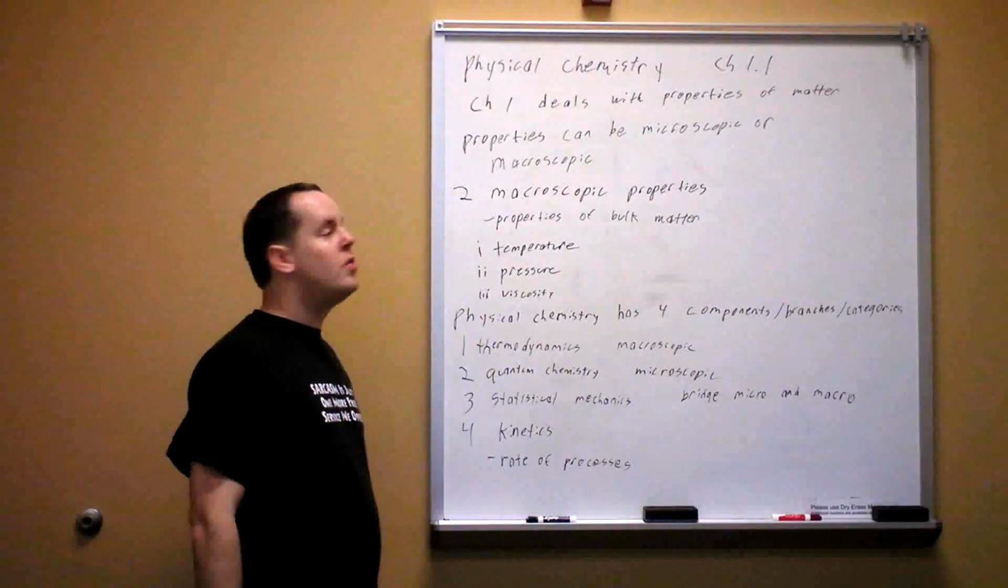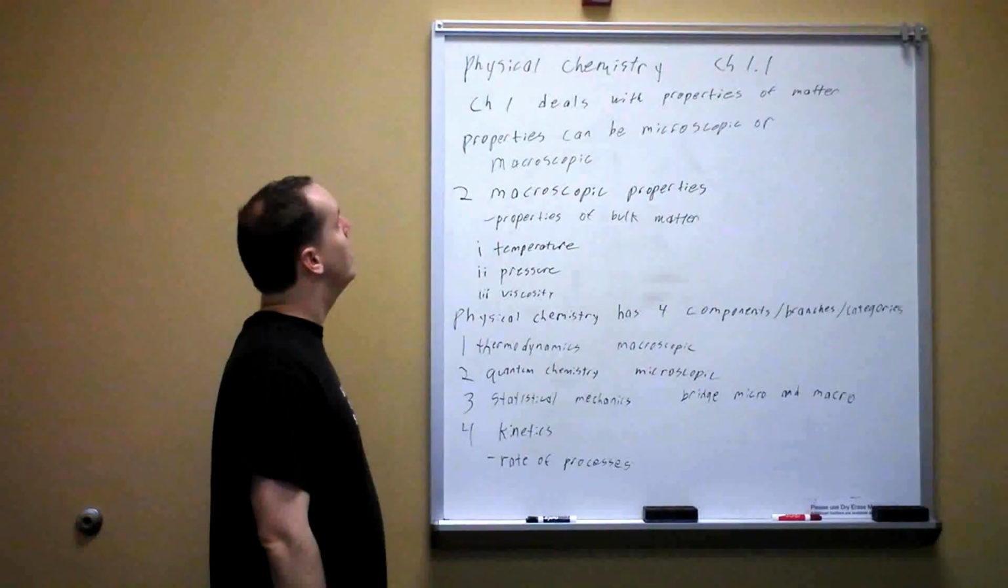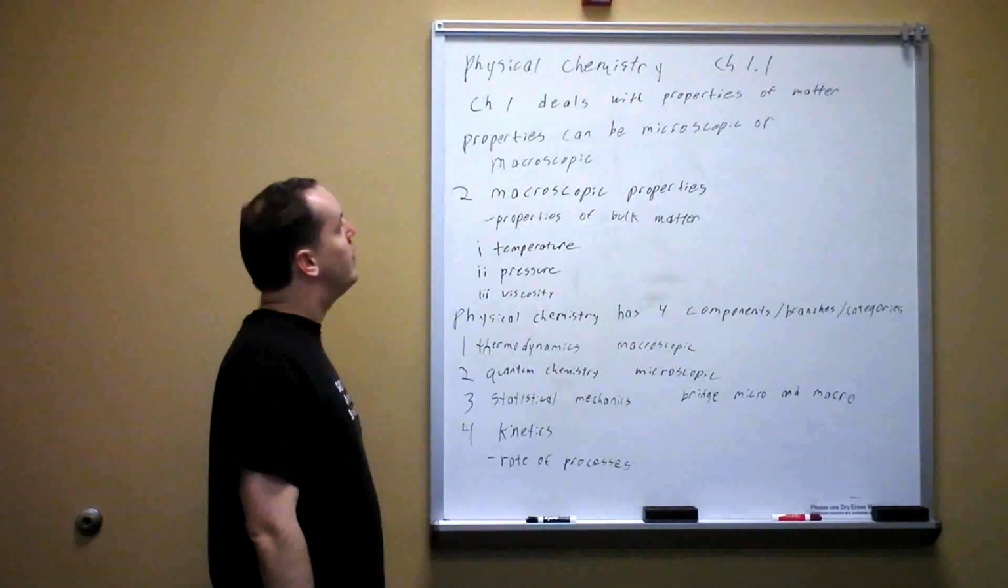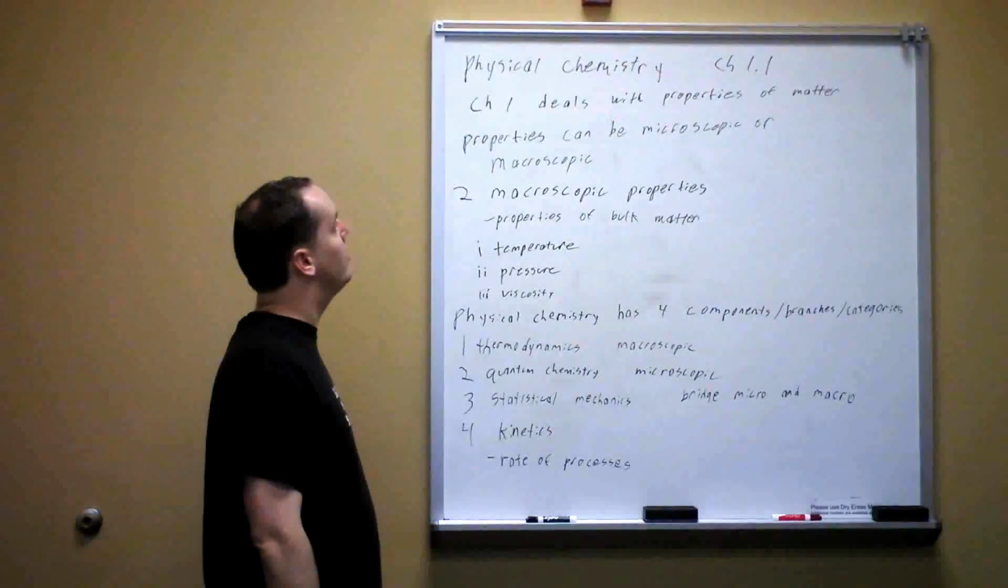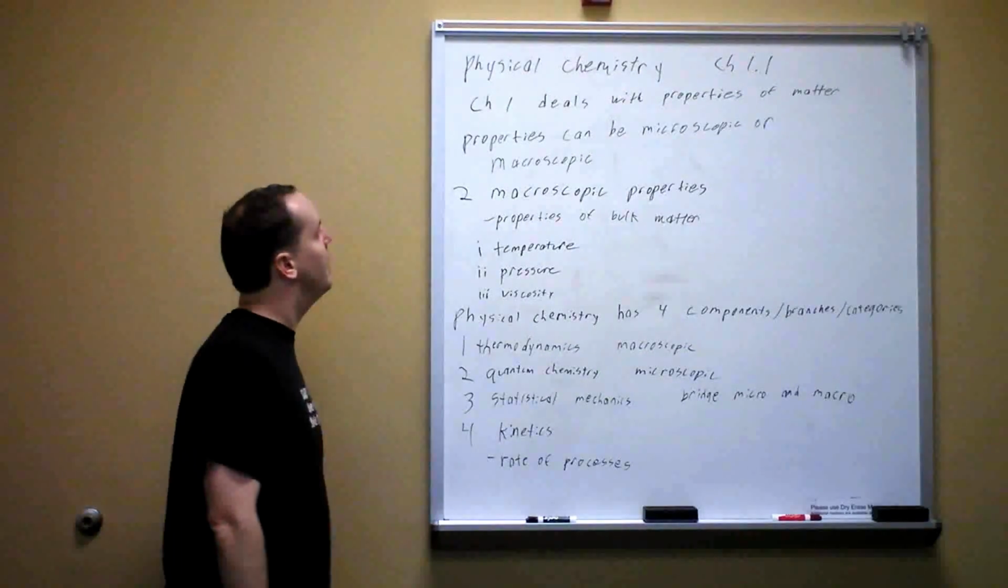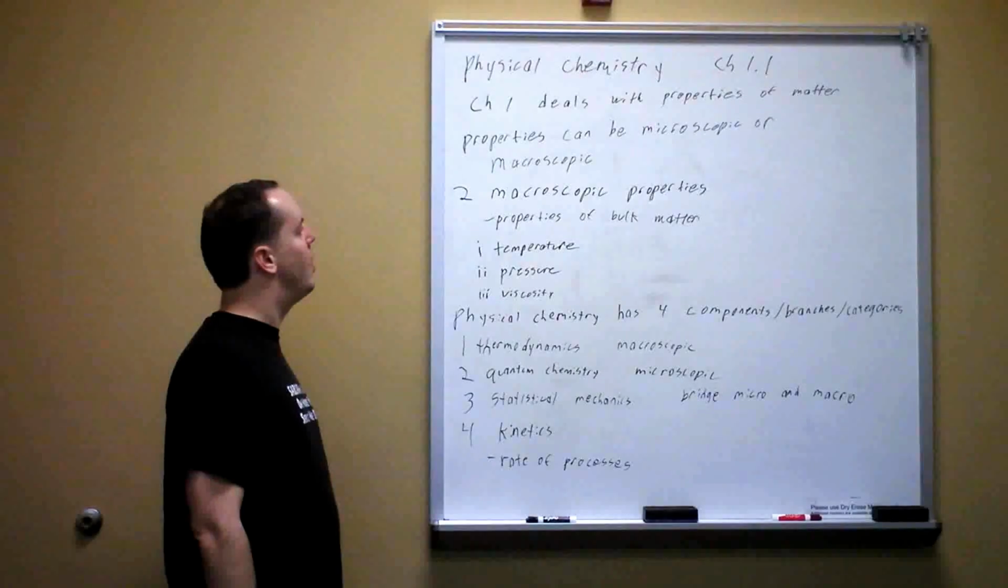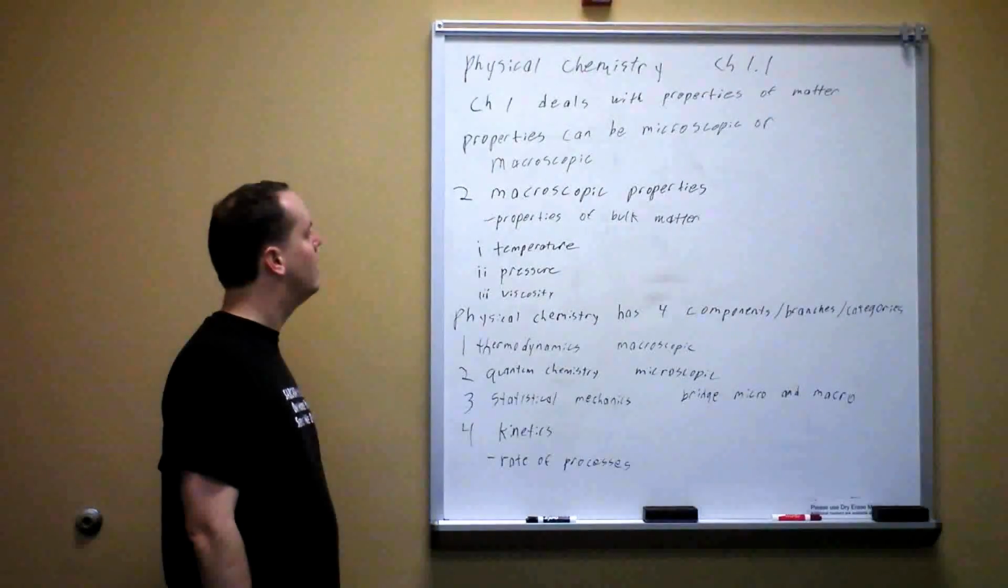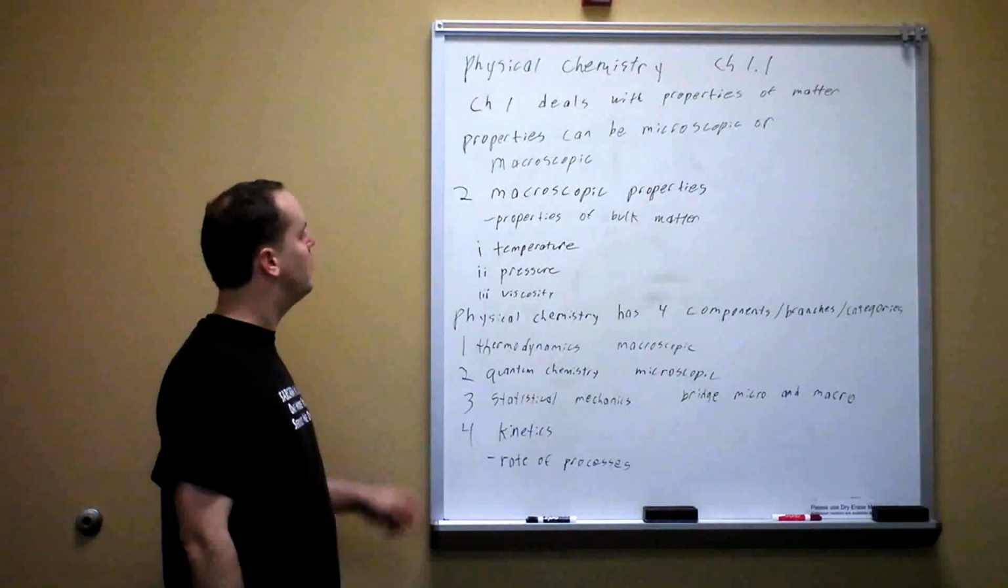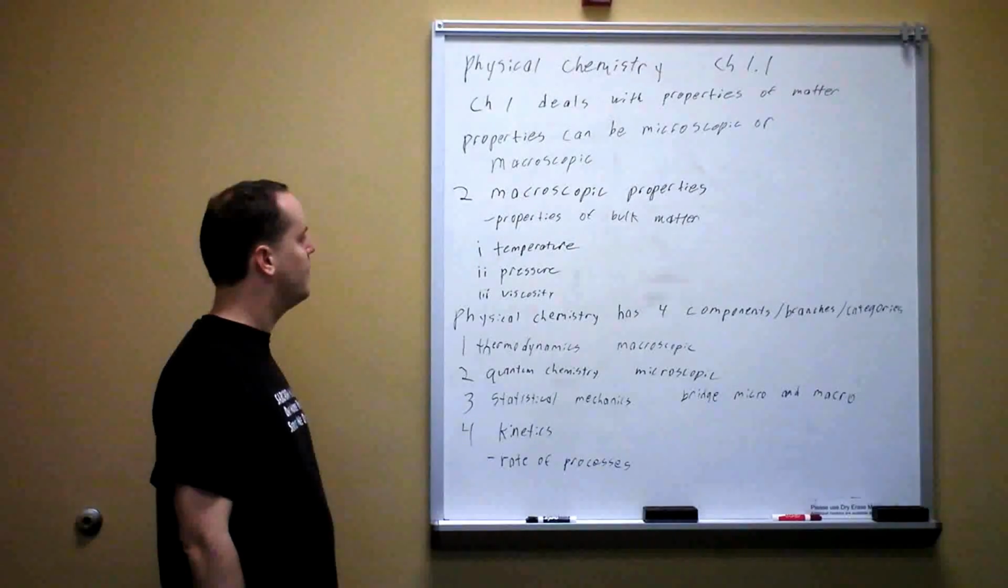Alright, continuing on chapter 1.1 of physical chemistry. Remember, in chapter 1 we're dealing with the properties of matter, and we said that those could be either microscopic or macroscopic. Now, macroscopic properties are properties of bulk matter. Examples of these properties are temperature, pressure, and viscosity.